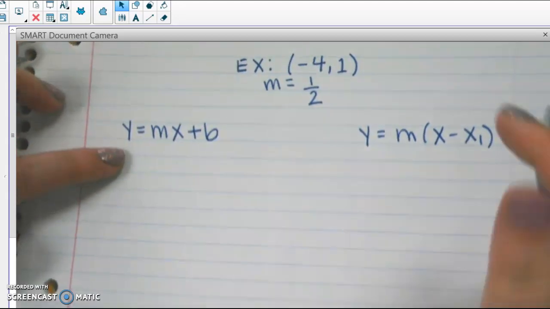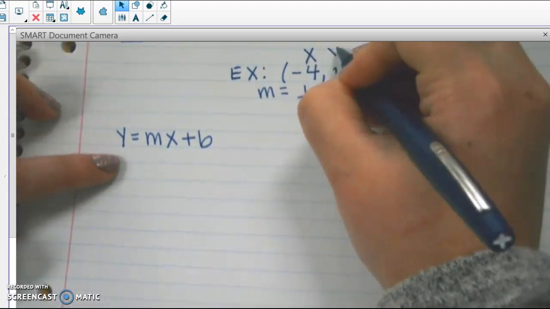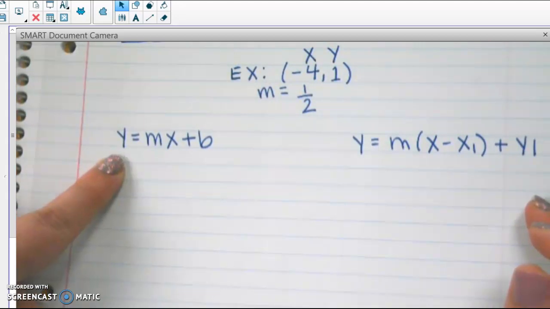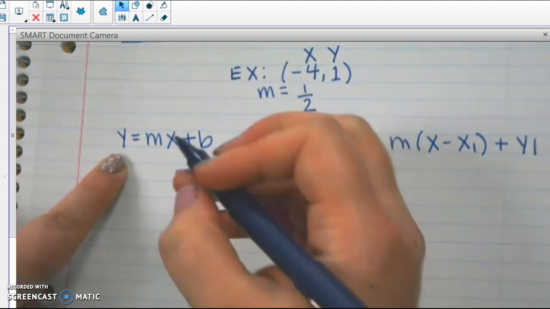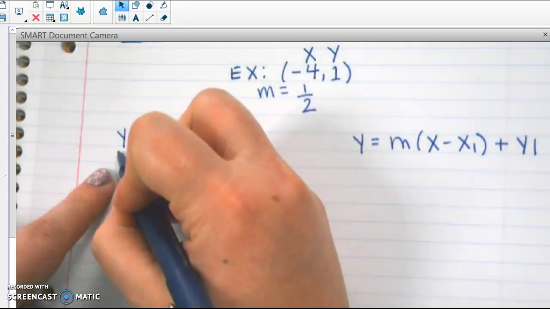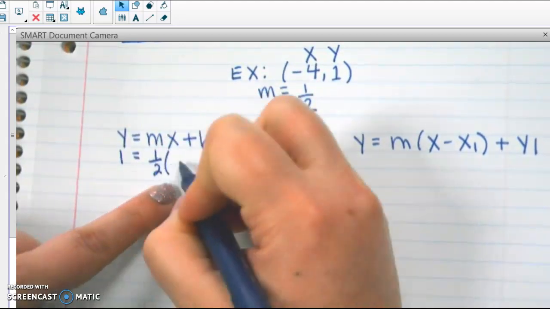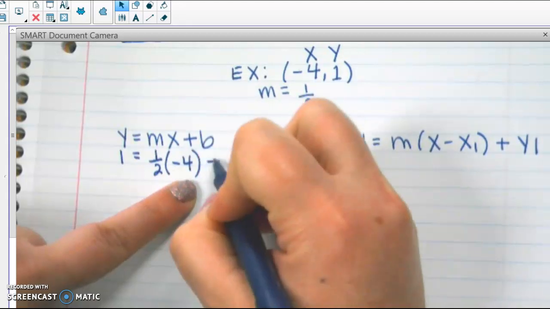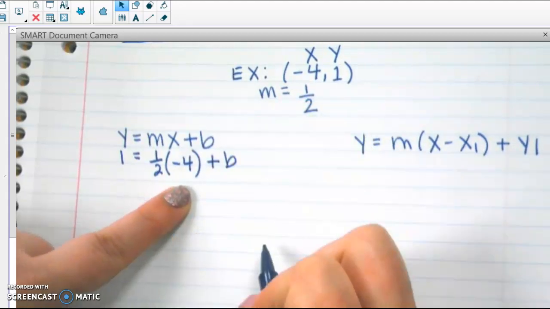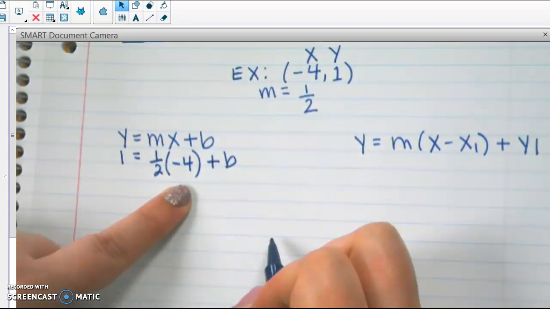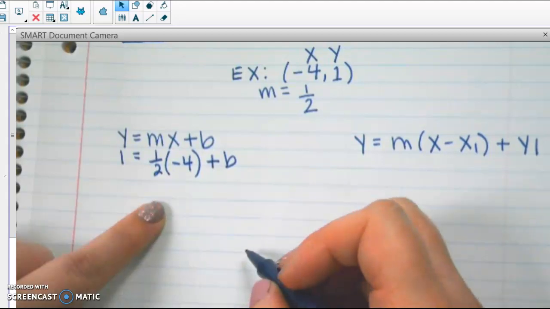All right, so I'm going to do this one again with y equals mx plus b, and then I'll also do it with the point slope equation. So y equals mx plus b, let me go ahead and label my point so I don't plug them in the wrong spot. My y is 1, my slope is 1/2, my x is -4, and I'm always going to have a plus b if I'm using this method because I am solving for b.